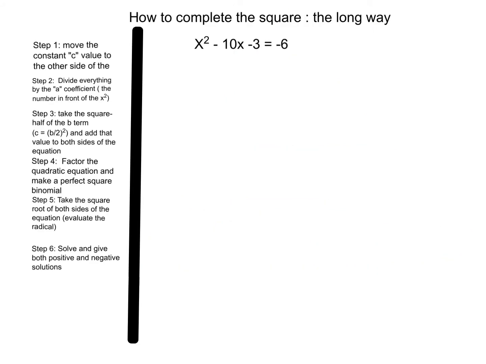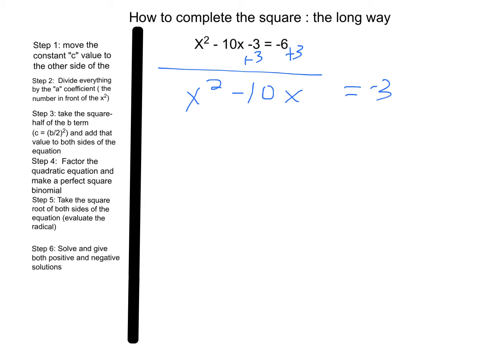Alright, let's look at this next one. Alright? So again, I'm going to work this one with you. So here we go. First thing we do again, we're going to move the constant out of the way. So my negative 3 is the constant. So I'm going to add 3 to the other side. So x squared minus 10x is equal to negative 3.